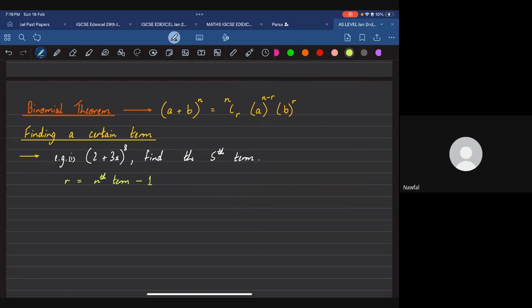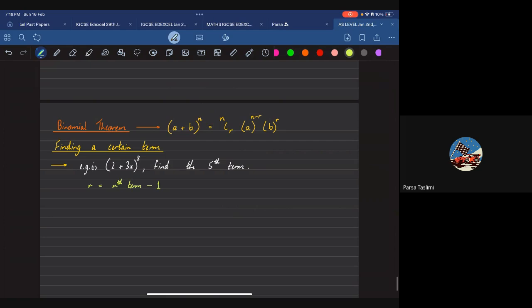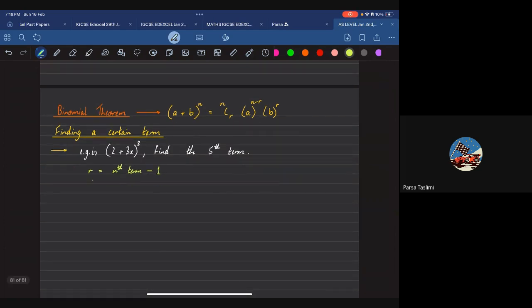Is this clear? So, yes, you're going to subtract it from 1. Therefore, in this question, you have to find the fifth term, right? So it's going to be 5 minus 1, which makes r equal to 4.